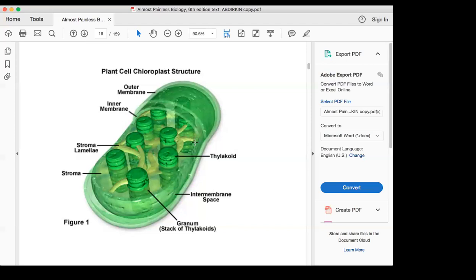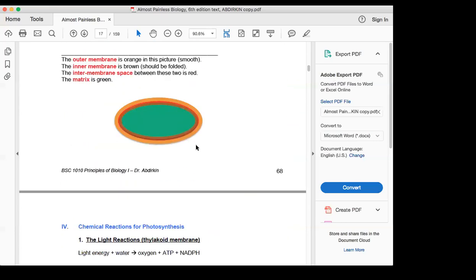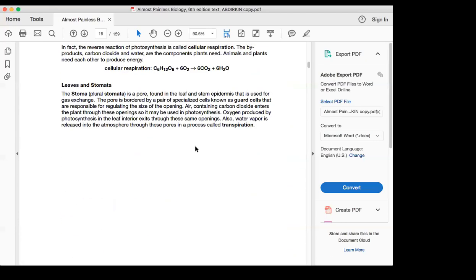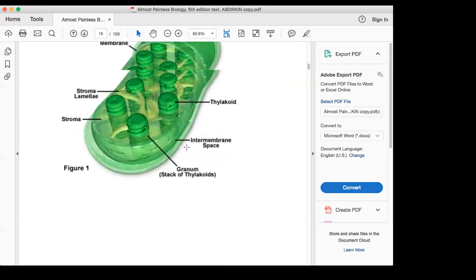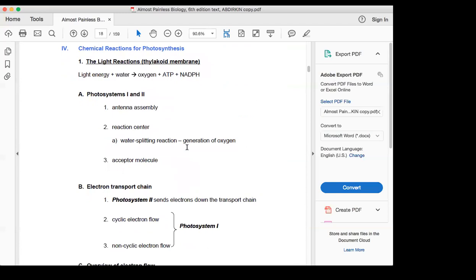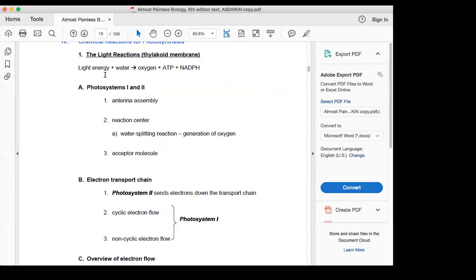Okay, so now I want to just add a couple of other things. Here we have the picture of the chloroplast. Here's a summary then of the light reactions. Light energy plus water gives you oxygen, ATP, and NADPH.